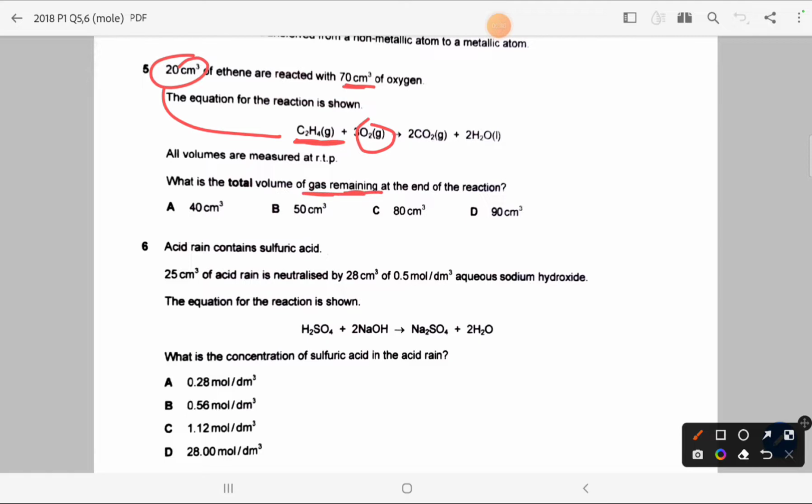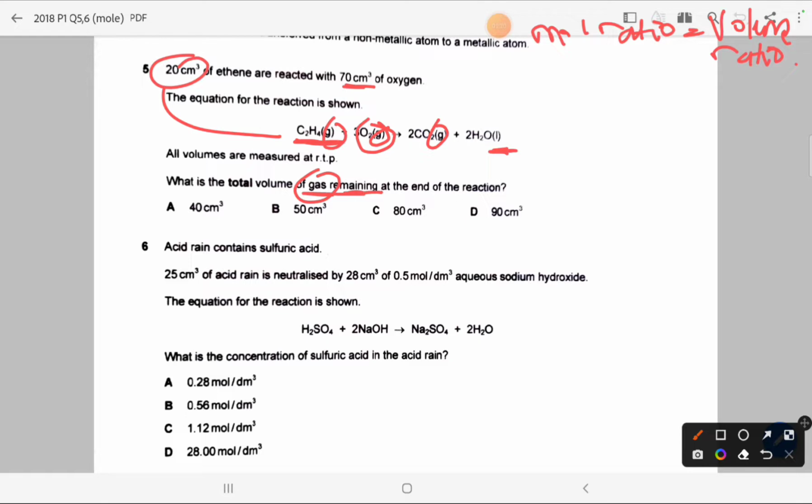Now take note, all these are gases. We are interested in the gases. For the liquid water, we are not interested because the question asks for the total volume of gas. When you see such a mole question involving all gases, you need to know that mole ratio equals volume ratio. This concept is very important. Of course, the volume in this case refers to volume of gas.